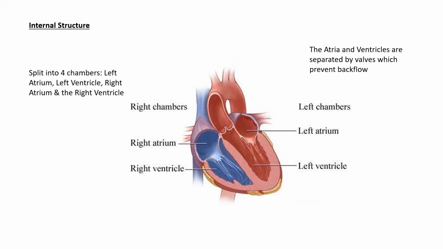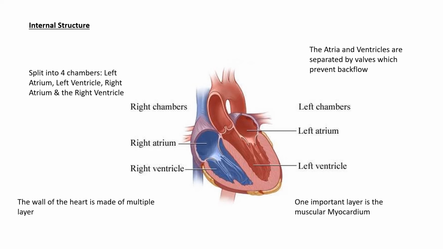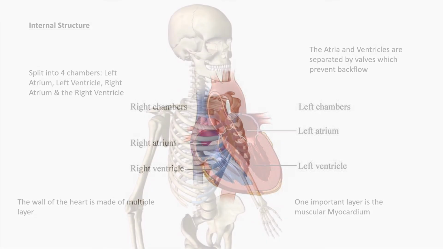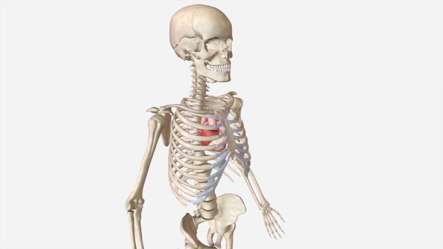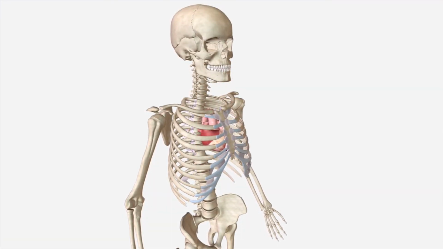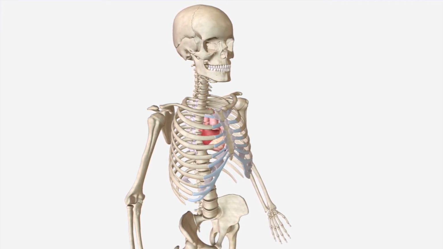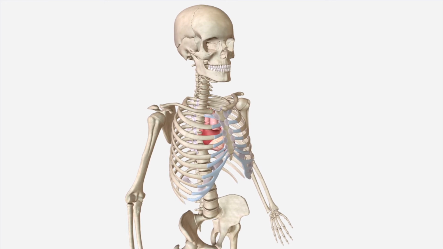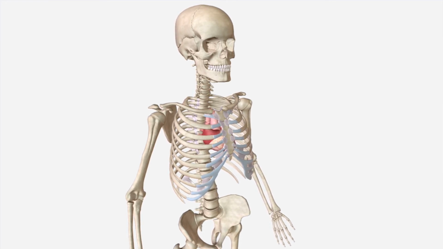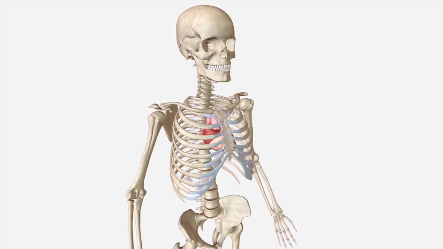The heart wall is made of multiple layers of tissue, including a muscular tissue, called the myocardium, which is important for the heart to contract and relax. So, here's a basic overview of the structure and function of the heart. We'll go into more detail in later videos.